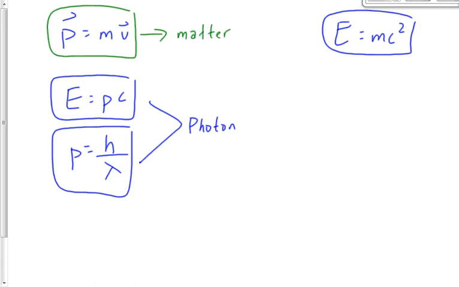An electron, a baseball, a proton, a photon. Bottom, proton top, without mass, with mass. Got it?